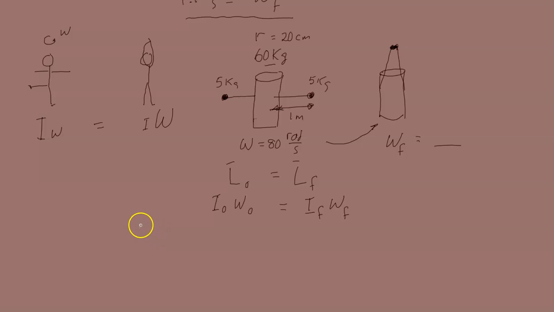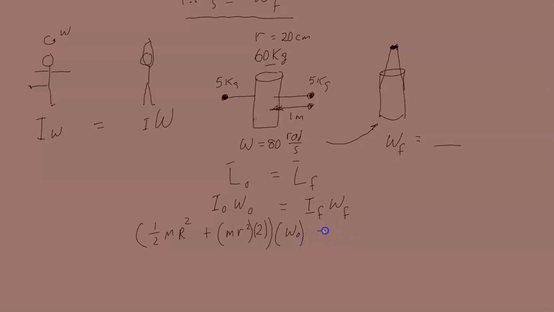So what do we have? This is a cylinder, right? 1/2 mr squared, plus we have two hands out there. A hand is a point mass, mr squared, and we got two of them, so we'll multiply by 2, and we have that initial angular velocity.